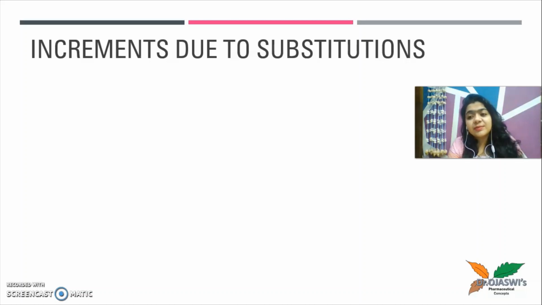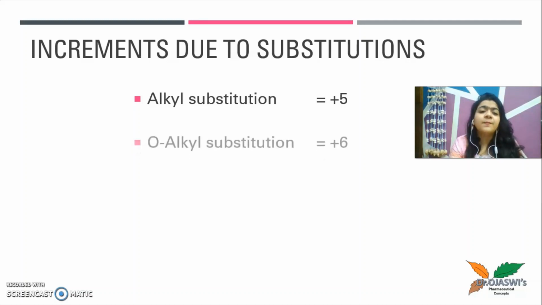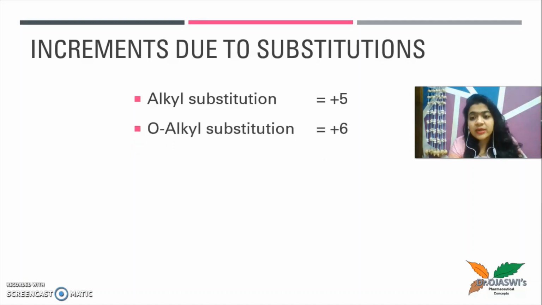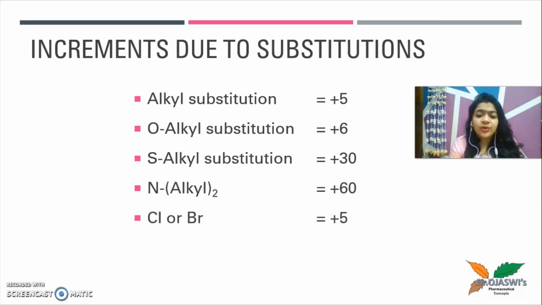Incremental values due to various substitutions. In earlier videos, I had just told you about the alkyl substitution, which increases the absorption by 5 units. But there are few more substitutions which are to be considered, like the methoxy or ethoxy substitutions. They increase the lambda max by 6 units. Then similarly, S-alkyl substitutions, which increase the lambda max by 30 units, N-alkyl substitutions 60 units, halogens like chlorine and bromine 5 units, and other substitutions, they do not contribute much to the lambda max.